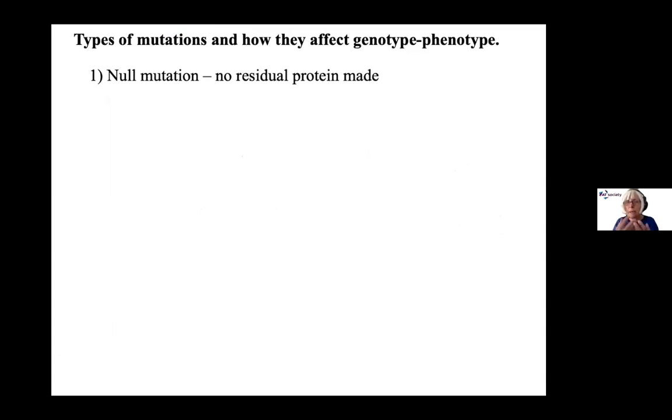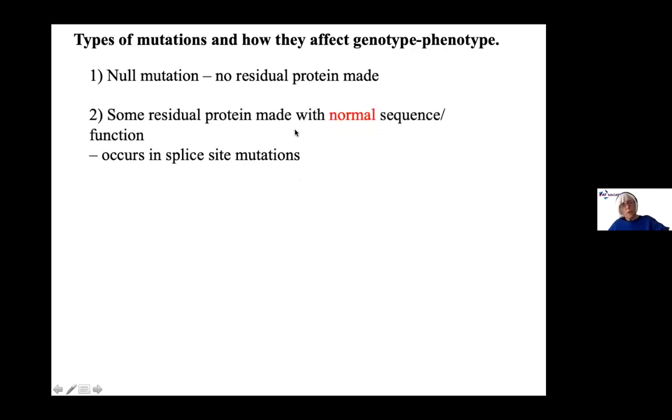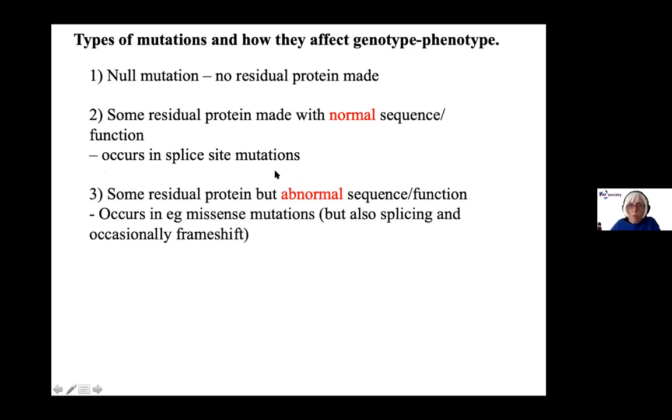So now, what types of mutations can we think about in terms of changing the genotype and phenotype? We can have what we call null mutations, where we're not making any residual protein. Nothing is made. That's one class, and we'll come back to that in a minute. You can have some classes where you do make a little bit of residual protein, and it's got the normal sequence or the normal function. That can occur, as I said, when you have splice site mutations, because sometimes you do that splicing just correctly.